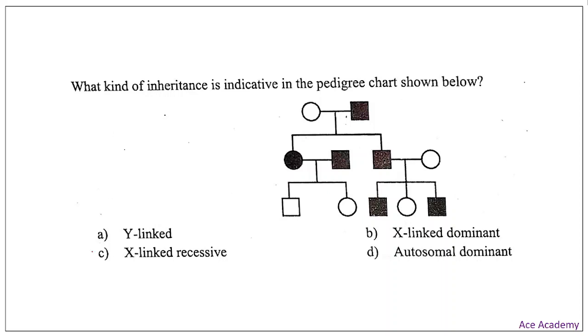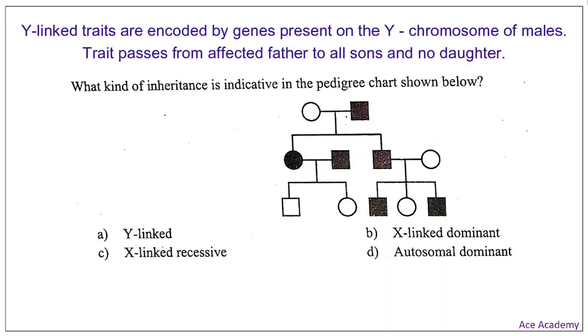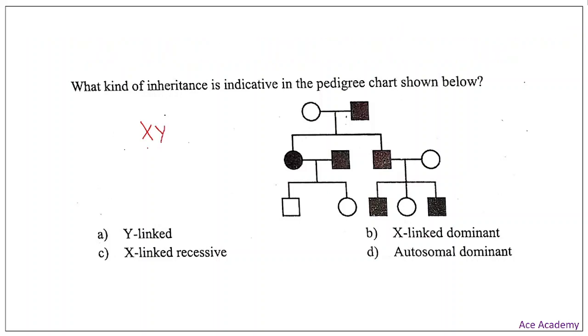The first option is Y-linked inheritance. Now we know that Y-linked inheritance occurs for traits which are encoded by genes present on the Y chromosome. We also know that males have one X chromosome and one Y chromosome, whereas females have two X chromosomes. So basically, females do not express Y-linked traits, only males express them. Here we can see that the female is getting the trait, or she is affected. That means that the inheritance is not Y-linked.